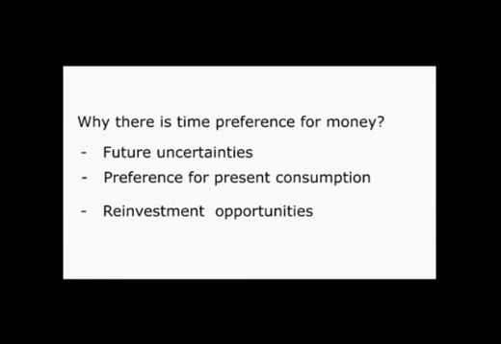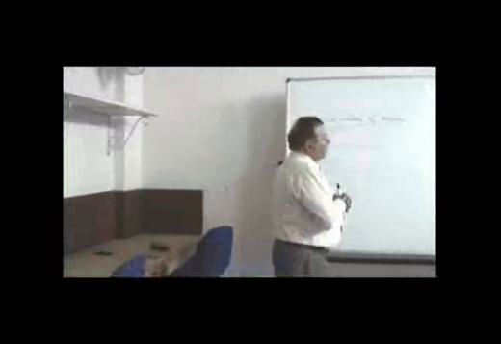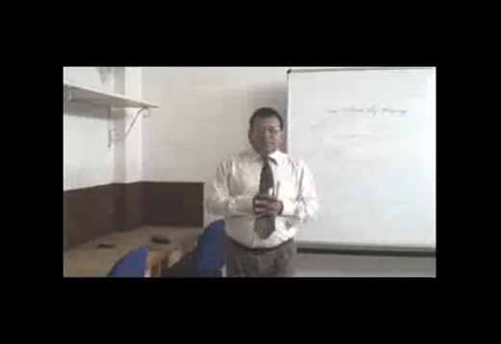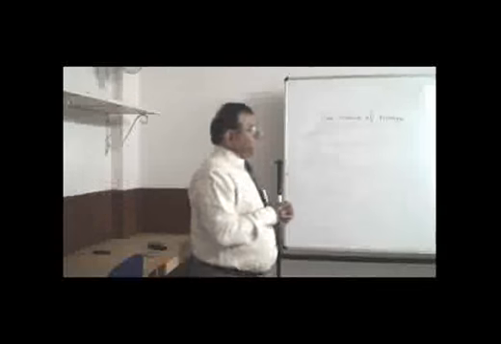The time value of money is there for 3 different reasons. Number 1 is the future uncertainties. Number 2 is the preference for present consumption, and number 3 is the reinvestment opportunities. So these are the 3 factors which require the preference for the value of money right now. Number 1, the future uncertainties.